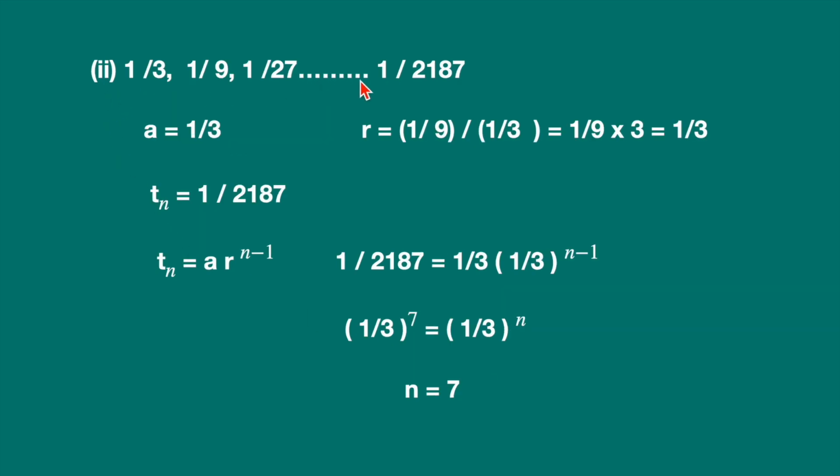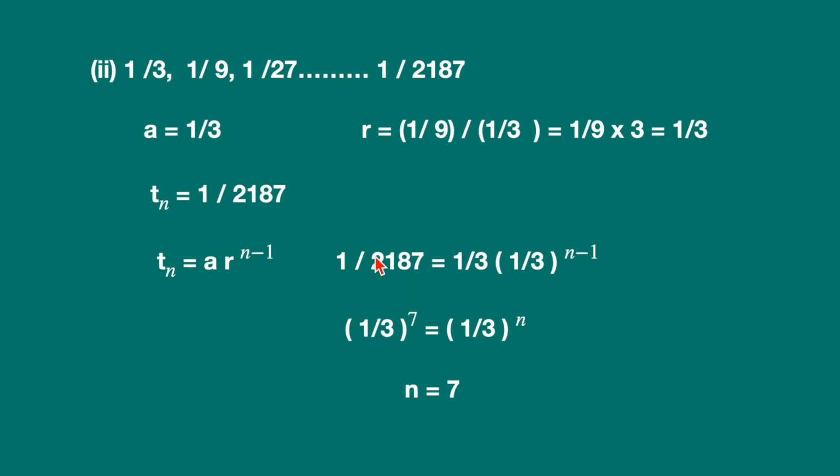Second sum, this is the GP. Write down the first term a, 1 upon 3. R is 1 upon 9 divided by 1 upon 3. So 1 upon 9 multiplied by 3. 3 upon 9 is 1 upon 3. That is R. Tn nth term is 1 upon 2187. Okay. So let's substitute here in the general formula. 1 upon 2187 is equal to 1 upon 3 multiplied by 1 upon 3 raised to n minus 1. Substitute here a and r.